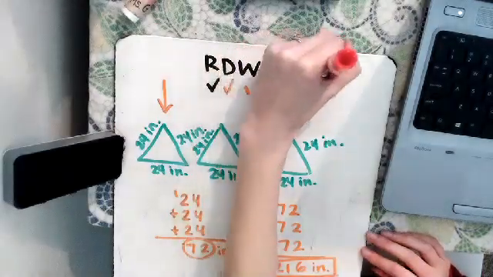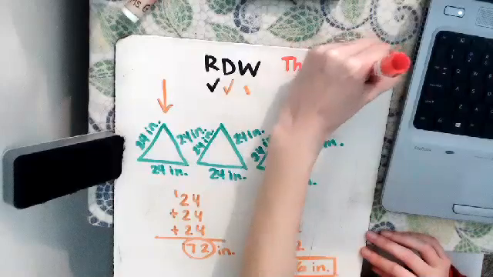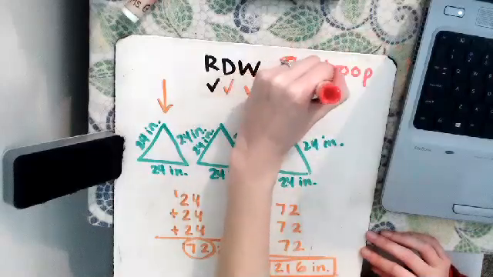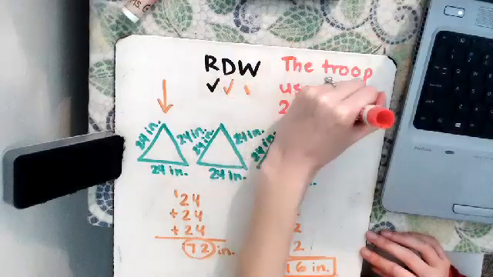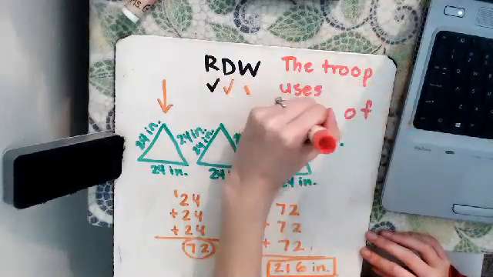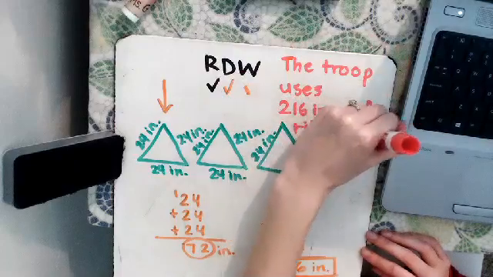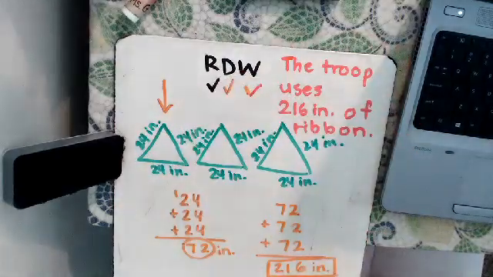The troop uses 216 inches of ribbon. All right, now I can check off the rest of my W. I have solved the problem.